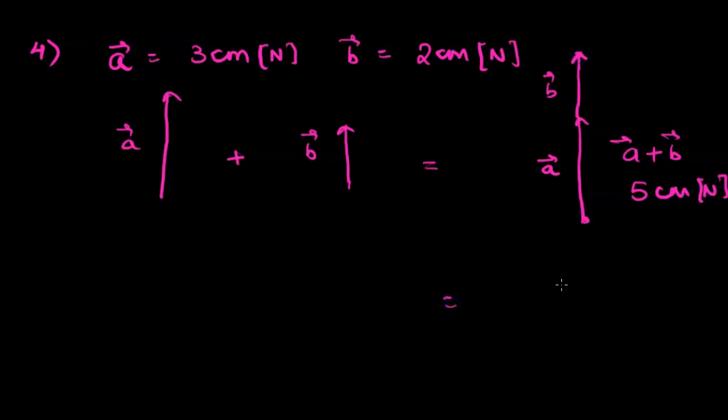If we have to find out what B plus A is, we'll make B first and then join the tail of A to the head of B, and this would give us B plus A. That will be equal to 5 centimeters north as well. Let's do vector subtraction now.